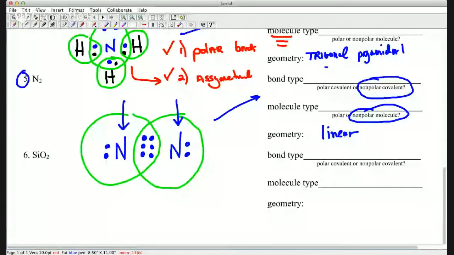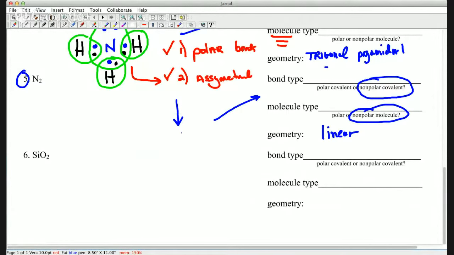Last one might be the most complicated one. So I just want to hit this one, and that'll call that a day with me trying to teach you. And you're on your way to your lab after this. So let's get rid of this. Let's go to silicon dioxide.